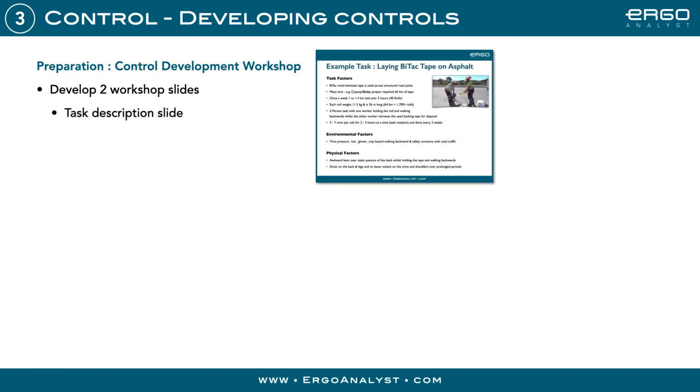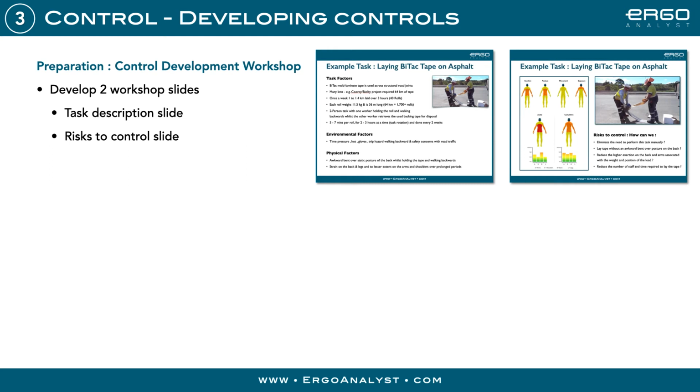The first step in developing effective controls is preparing for the Participative Ergonomics Control Development Workshop. There are two PowerPoint slides that need to be generated for this workshop. The first is the task description slide, and the second is the risk to control slide. The template for both of these slides, plus the extra training slide with full presenter's notes, can be found in the resources section of the members areas of the ErgoAnalyst website.